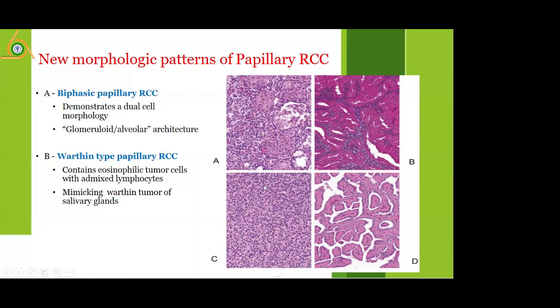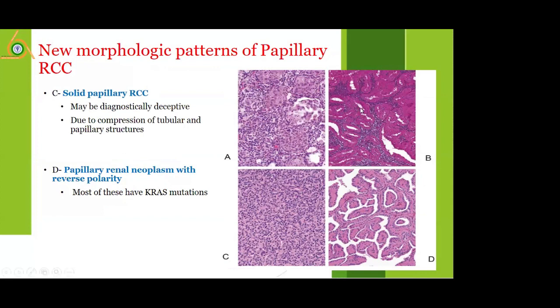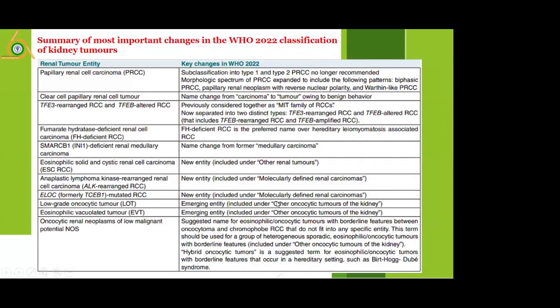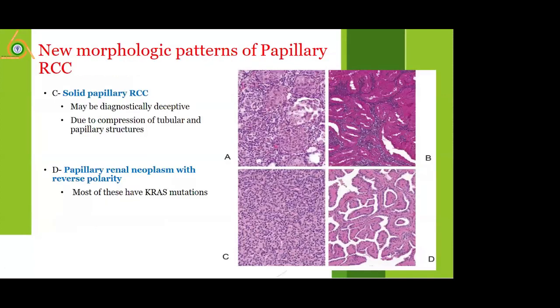Next slide. So the third type is solid papillary. Previous slide, please. Go back. Yes, the third type of papillary RCC is solid papillary RCC, which you probably must have seen. It looks very tubular, like an adenoma, and it can be really difficult to pick up.